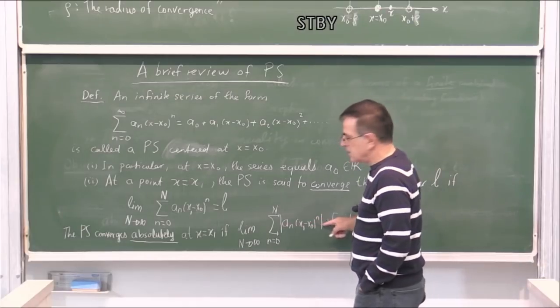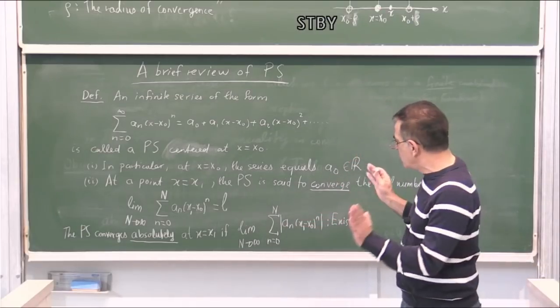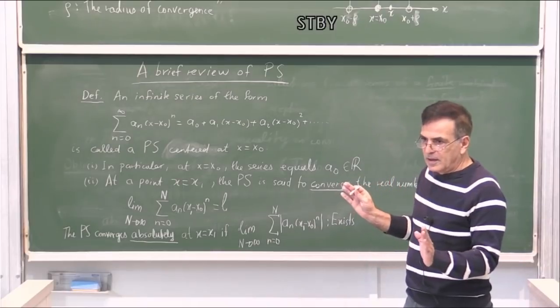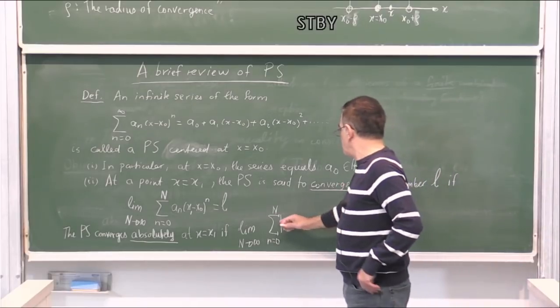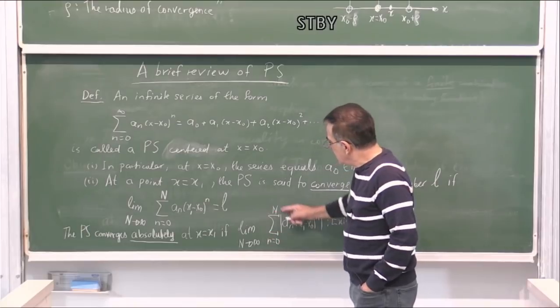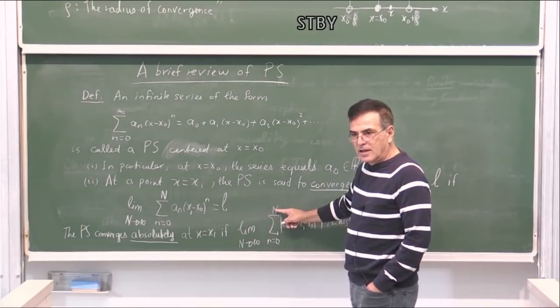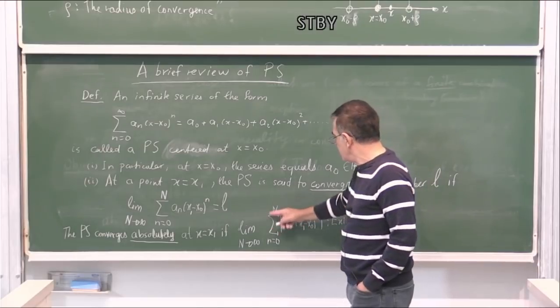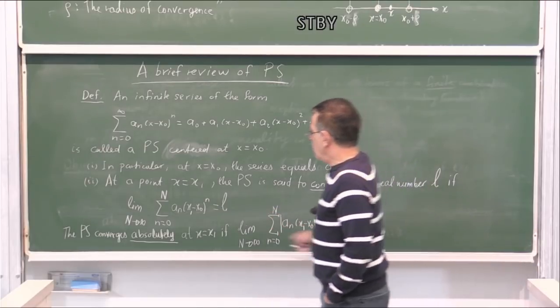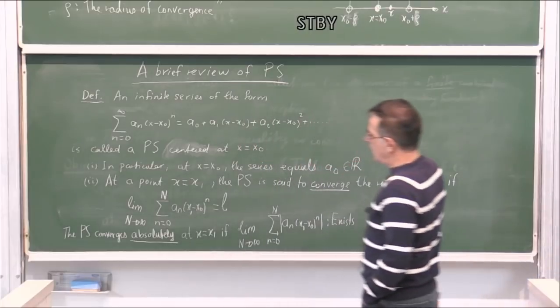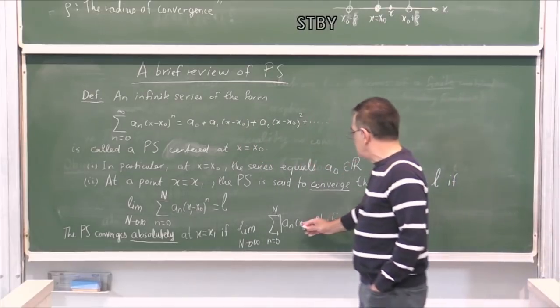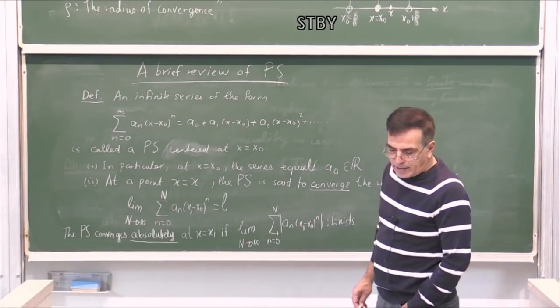In that case, if the series of absolute values converges, that is, has a limit when the upper limit goes to infinity, implying the infinite series converges, we say that our series converges absolutely at x equal to x1.